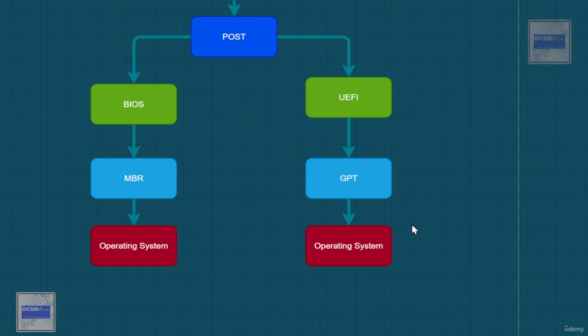Now that we understand the boot process, we still want to control the boot environment with the creation of forensics boot media, which we will discuss in the next lecture.